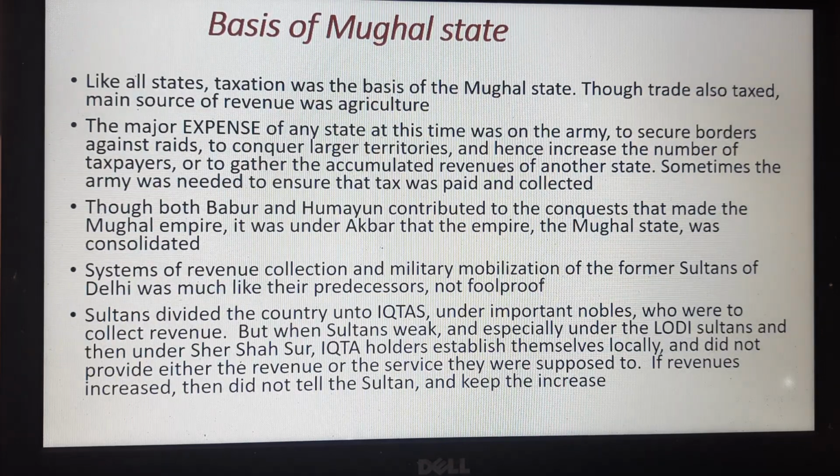Basis of the Mughal state, again we will see, like all states, taxation was the basis of the Mughal state. Taxes from land, like the collection of revenue in the form of crops. Trade was also taxed, and the trade done from India to different parts of the world was also charged, and that was part of the tax to the Mughal Empire. The source of revenue was agriculture. The major expense of any state at that time was the army. To have an army at any time, we need to pay the army also. So that was a major expense.